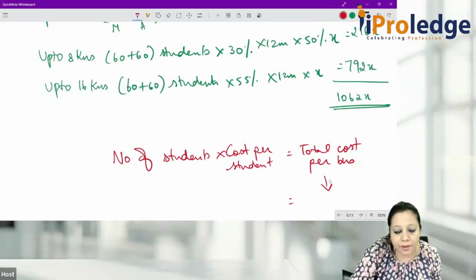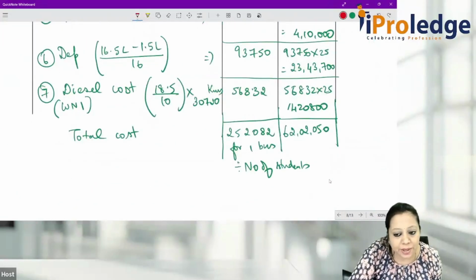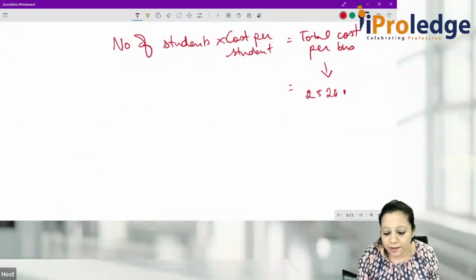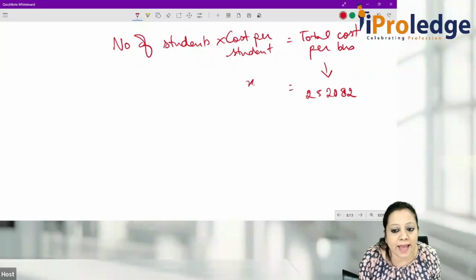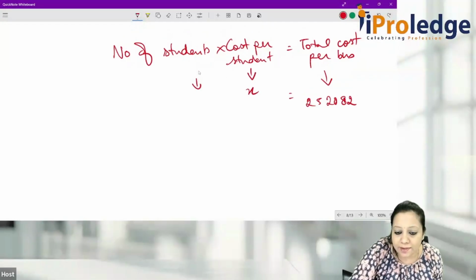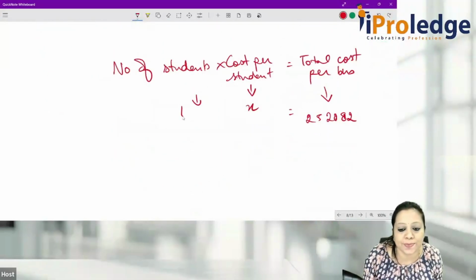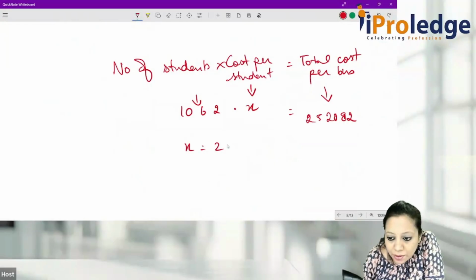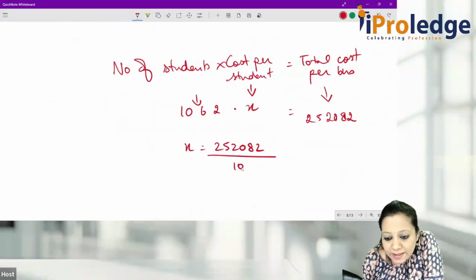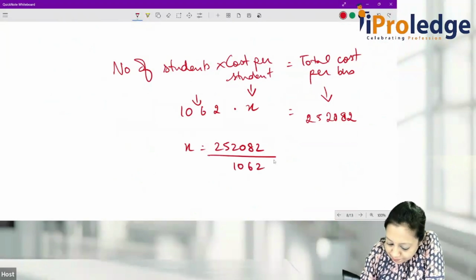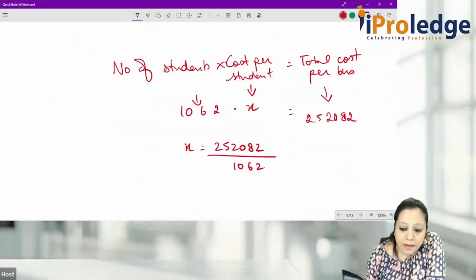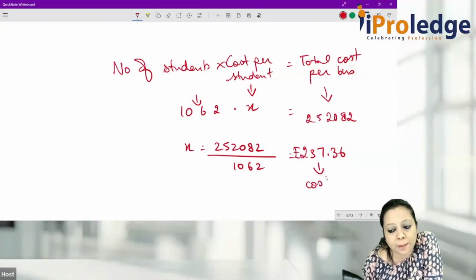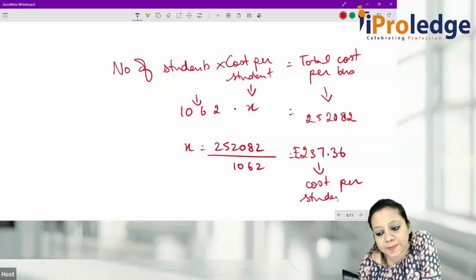This we already know. From top, how much was it? 2,52,082. Correct, ma'am. 2,52,082. This number of students, this was X. Correct? This is, we did that calculation, 1062. So that is the logic behind doing this. So X is equal to 2,52,082 divided by 1062. 237.36. Thank you, dear. This is the cost per student per bus.